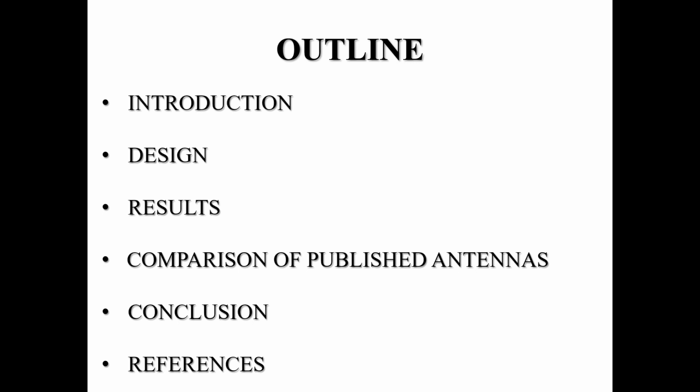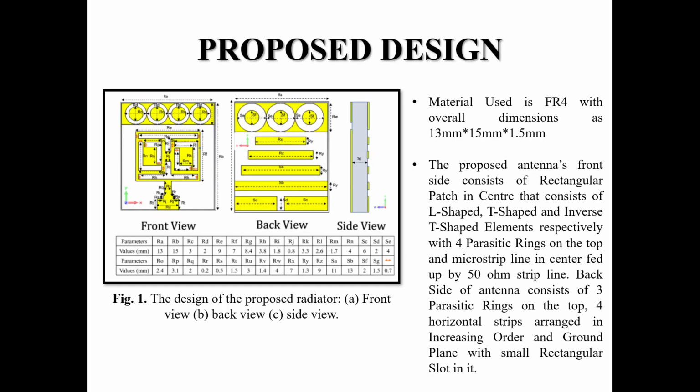Substrate used in the antenna design is FR4 on a copper layer with overall dimensions of 13 mm by 15 mm by 1.5 mm. RA and RB represent the length and width of the antenna with dimensions 13 mm and 15 mm respectively. RC represents the thickness of the substrate, which is 1.5 mm.